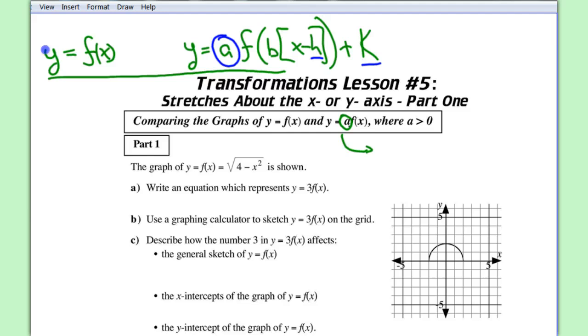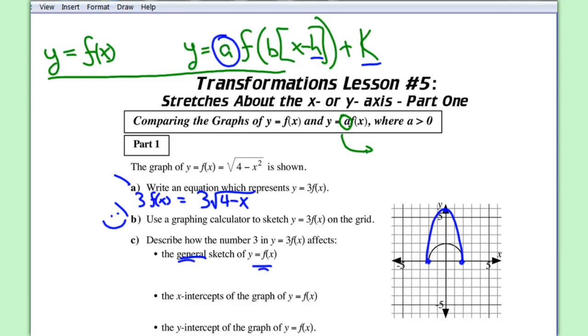Well, I know what that looks like. If I'm supposed to write 3 times f of x, that would simply mean putting a 3 on the outside of that square root. So that would be 3 square root of 4 minus x squared. I go to my graphing calculator and I sketch the graph of 3f of x. And lo and behold, I get a picture that looks like this. Use your graphing calculator and don't trust me, so I did that. Check. Describe how the number 3 in 3f of x affects the general sketch.